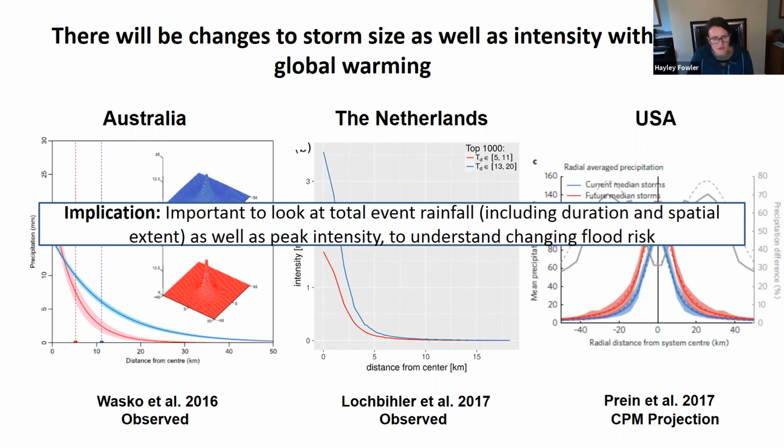The implication of this is actually it's important to look at the total event rainfall when we're trying to understand risk, including the duration and the spatial extent of storms, as well as these peak intensities, to understand changing flood risk. At the moment, most of our flood risk estimation methods are based on these peak intensity estimates. And we really need to start thinking in different ways if we're to understand and to plan for changing flood risk in the future.